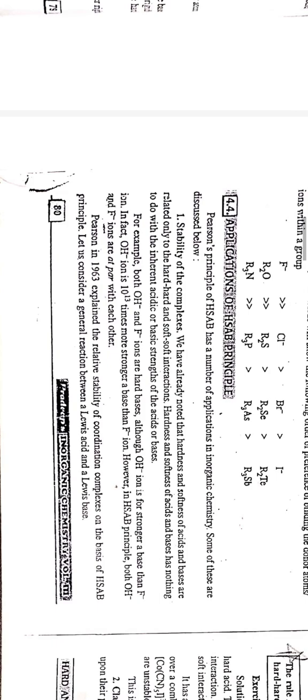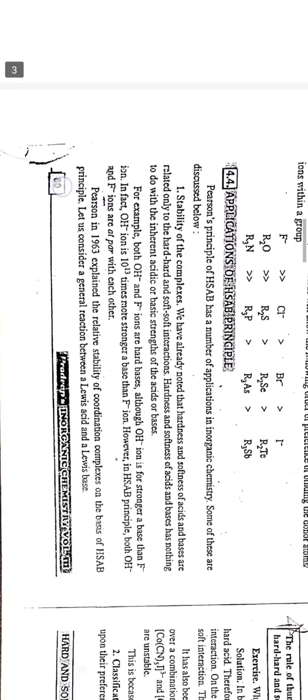We have already noted that hardness and softness of acid and base are related only to the hard and soft interactions. Hardness and softness of acids and bases have nothing to do with the inherent acidic or basic strength of the acids and bases. For example, both OH⁻ and F⁻ ions are hard bases, although OH⁻ ion is stronger as a base than F⁻ ion. In fact, OH⁻ ion is 10¹³ times stronger as a base than F⁻ ion. However, in hard and soft acid and base principle, both OH⁻ and F⁻ ions are at par with each other.